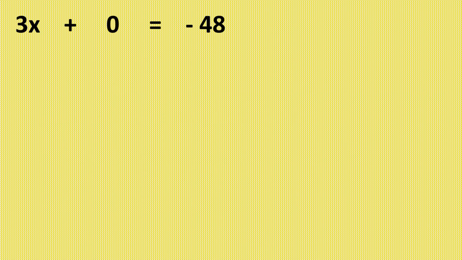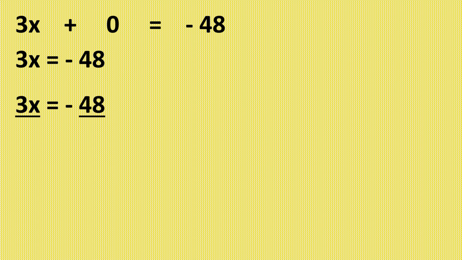So our equation is 3x plus 0 is equal to minus 48. This implies 3x is equal to minus 48. If we want to solve for x, we divide through by the coefficient of x. The coefficient of x is whatever is multiplying x, in this particular term, 3. So we'll divide both sides by 3.